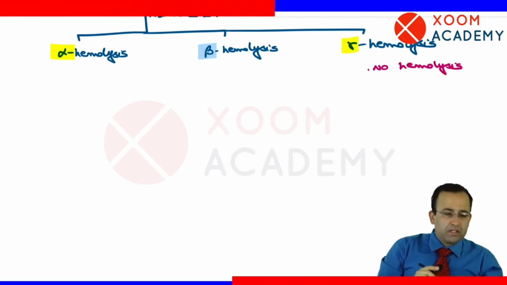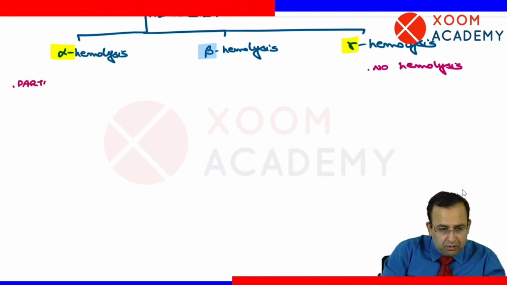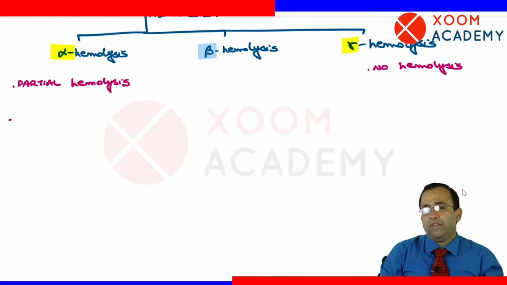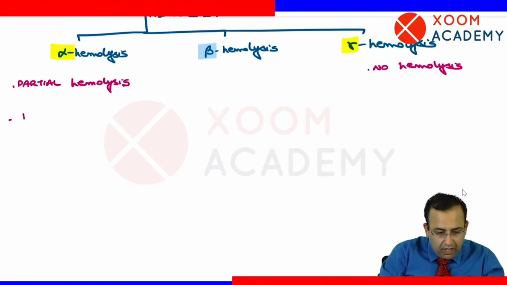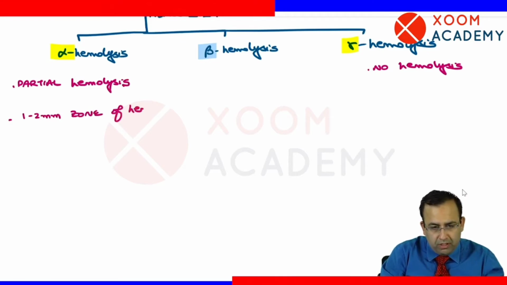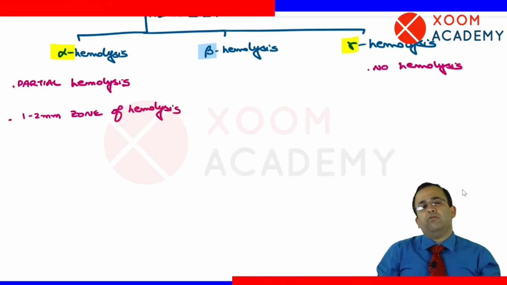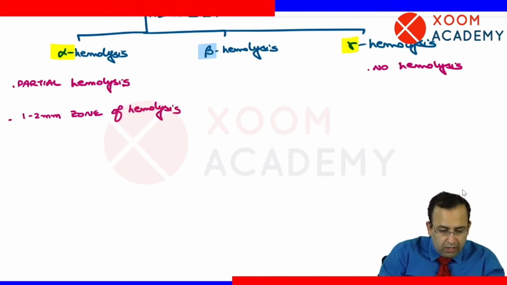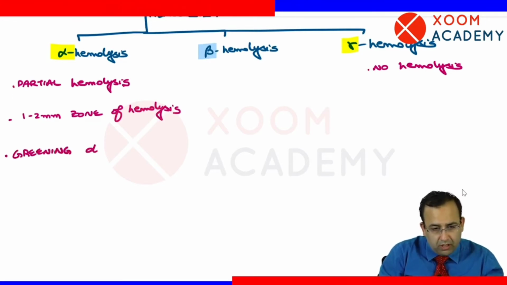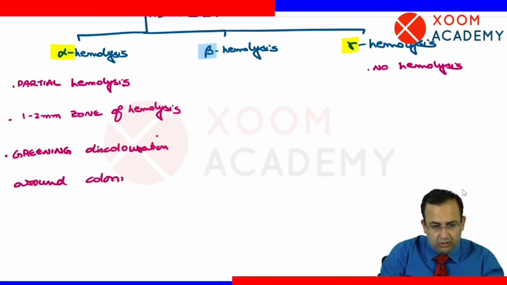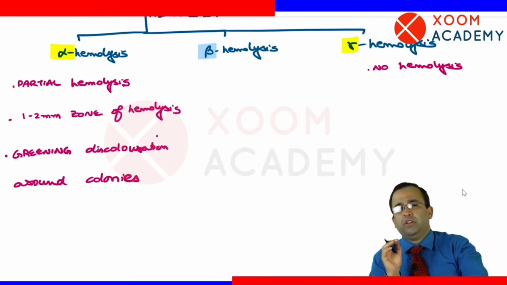So starting with alpha hemolytic streptococci. Alpha means partial hemolysis. In alpha hemolysis, we have a small 1 to 2 millimeter zone of hemolysis, giving it greenish discoloration around the colonies. We have seen this image also.